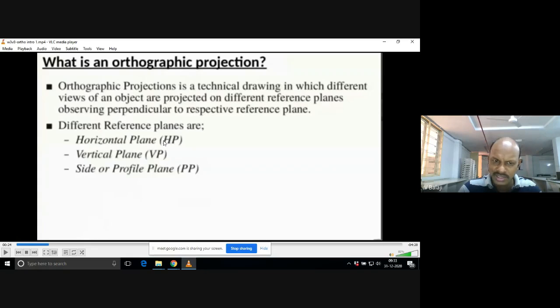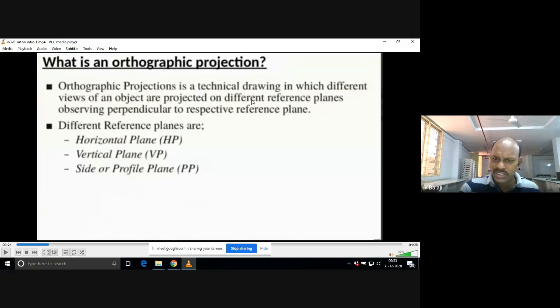See here, projections are nothing but front view, top view, and side view. So if you see any object, it is having front elevation, top plan, and side view. Okay. So to understand a particular object, you require these three views. These three views are drawn on these three reference planes. These are the reference planes. Okay, we need to have some reference, right, to relate one figure with another figure. So that's why these standard reference planes are required.